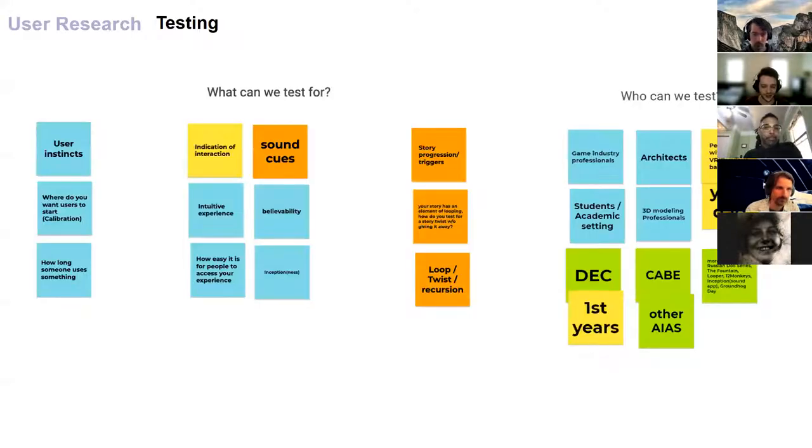So starting off in the semester, we really didn't pursue actually producing anything until about halfway through the semester. We started exploring and asking ourselves, who can we test? What are we testing for? And really investigating things like instincts, how people calibrate themselves in VR, everything from sound cues to figuring out who to test, from students all the way to people like my parents who have never really experienced VR before.